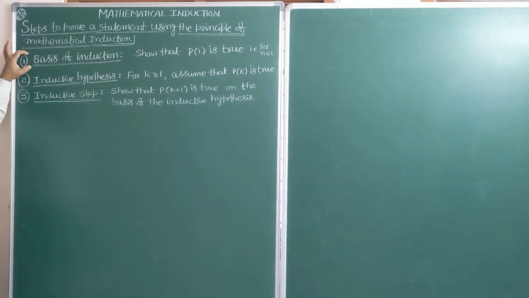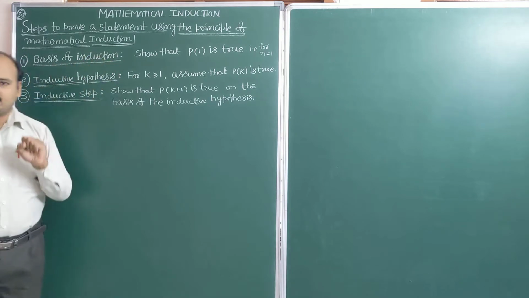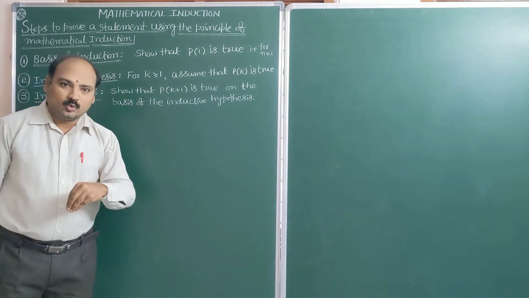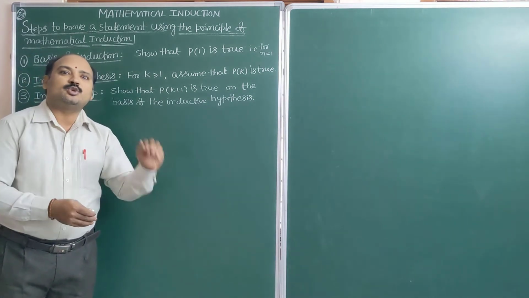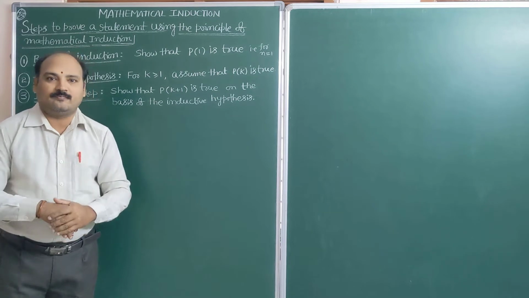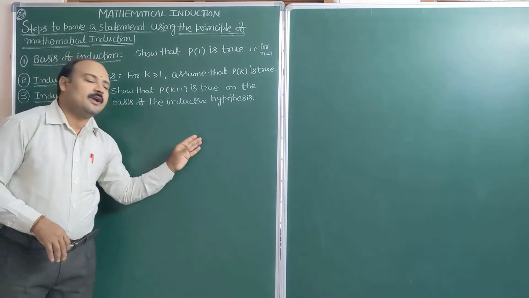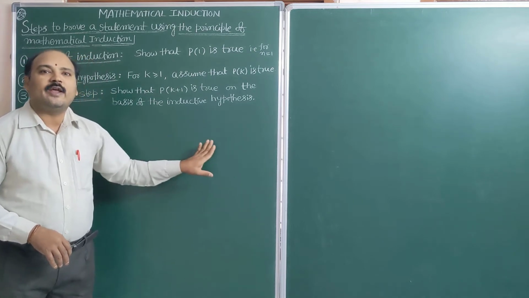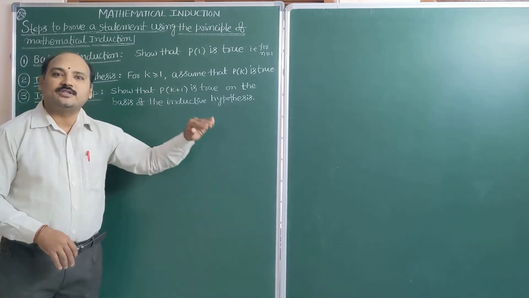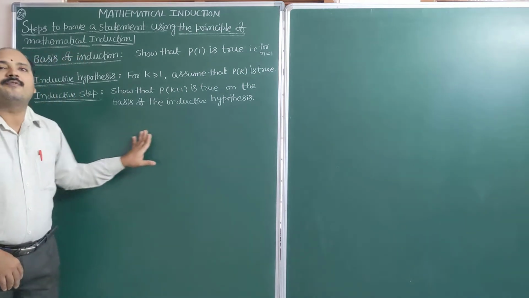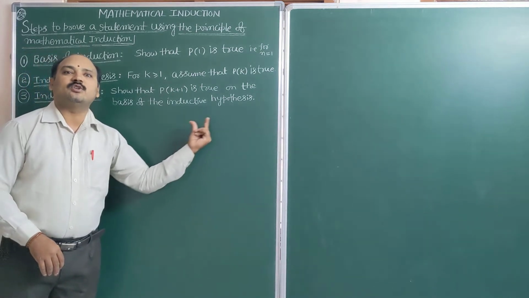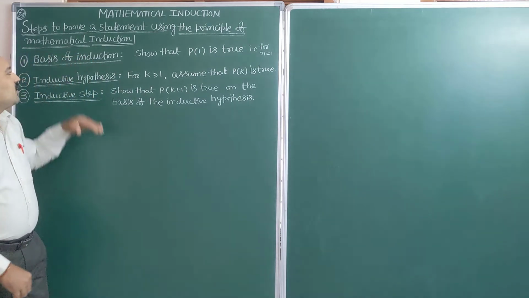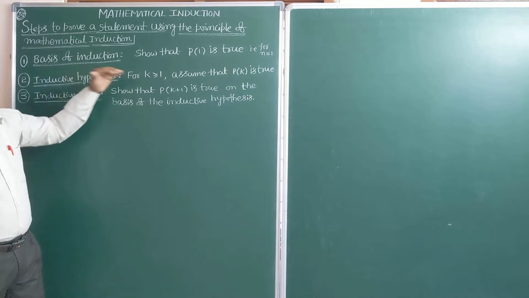The first step is the basis of induction. In the basis of induction, we have to prove the given statement true for n equal to 1. Suppose you are assuming the statement is S of n, you prove the statement true for n equal to 1, that is S of 1 is true. If you are assuming it is P of n, P of 1 is true, you have to prove it. That is the basis of induction step.